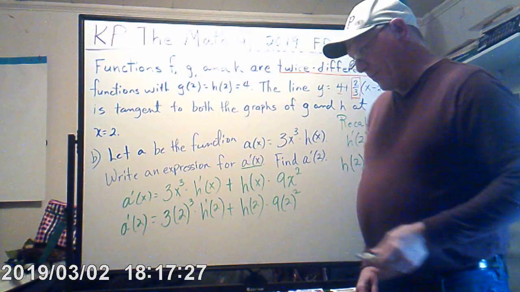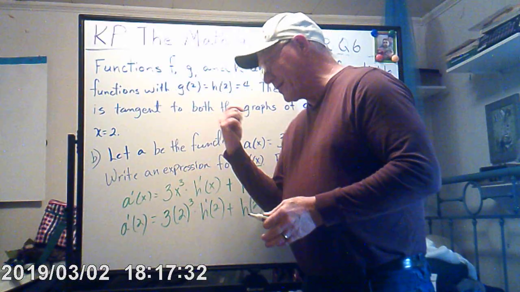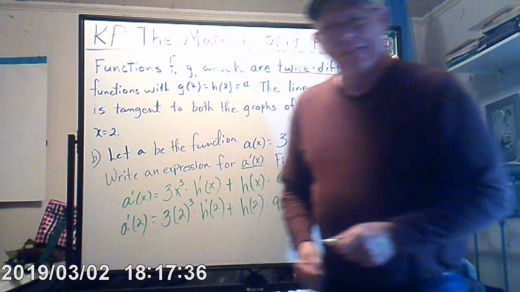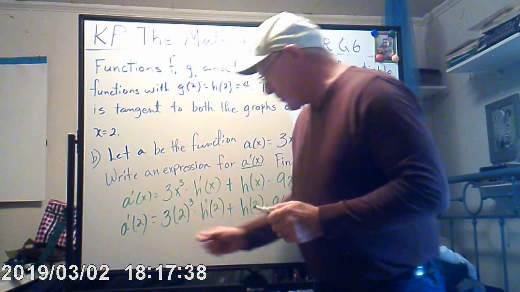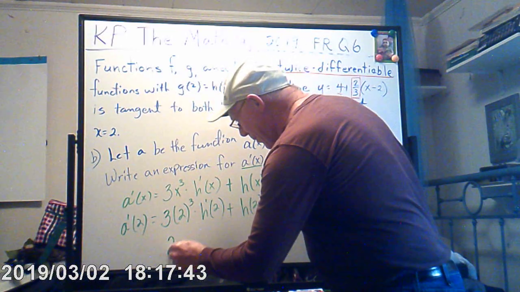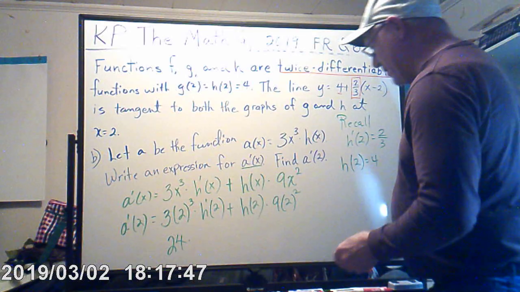Now at this level, please, for either one of these, don't multiply 3 times 2 first. You're in calculus now. Don't do that. Order of operations. 2 cubed is 8. 3 times 8 is 24 times h prime at 2, which is 2/3.